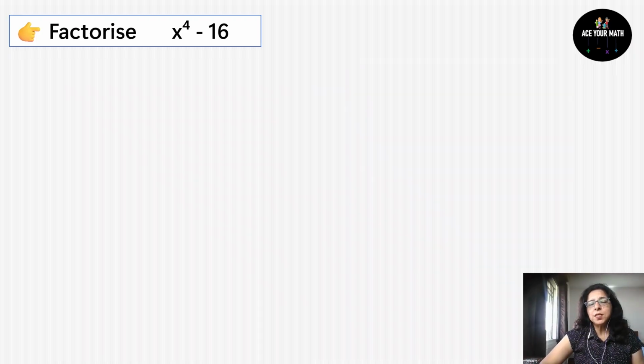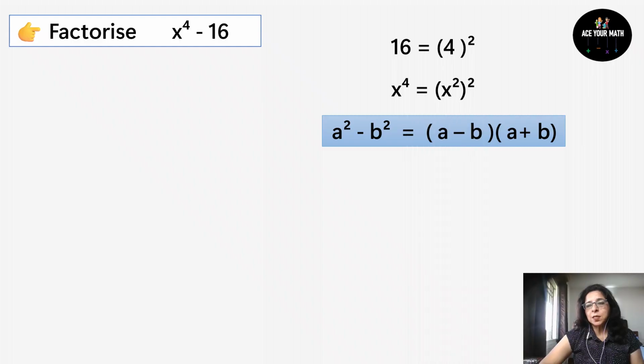See here the question is x to the power 4 minus 16. Again there are only two terms. Now you will see how to convert this into a square minus b square form. See 16 we know can be written as 4 square because 4 times 4 will give you 16. Now how to convert x to the power 4 into square form? See, x to the power 4 can be written as x square whole square. Now both terms you have converted into the square form. Now you can easily use the identity a square minus b square.